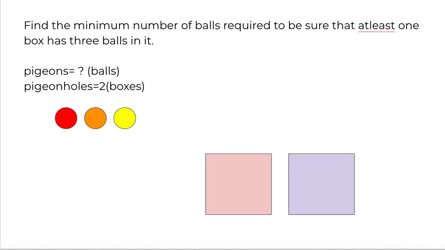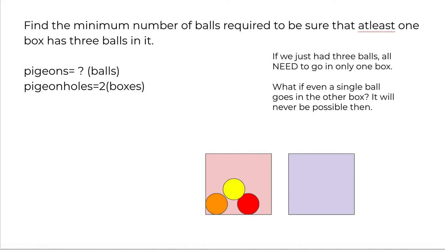Let's look at something else. We were just talking about at least 2. Now, find the minimum number of balls required to be sure that at least one box has 3 balls in it. So I don't know the number of pigeons. I know the number of pigeonholes, that is 2 boxes. What is the number of balls that I should have so that I can be sure that whichever way I place them, at least one box has 3 balls in it?